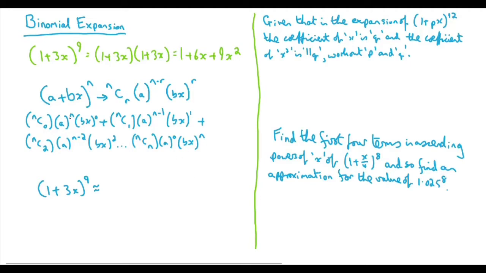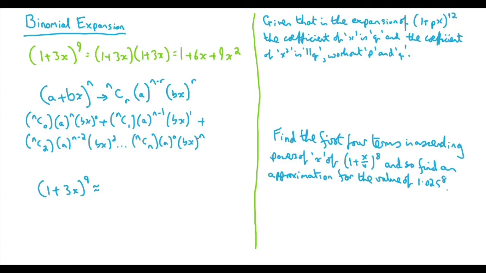So what you should find is that each time your a power is going down by 1, your bx power is going up by 1, until you end up just completely flipping the scales to go from one extreme to the other in the opposite directions.